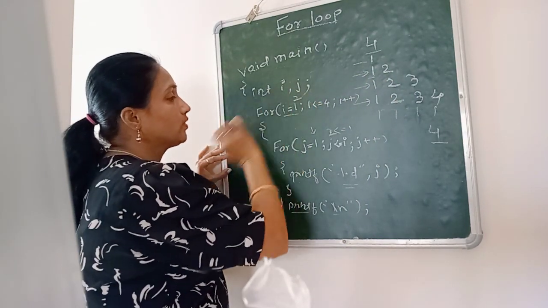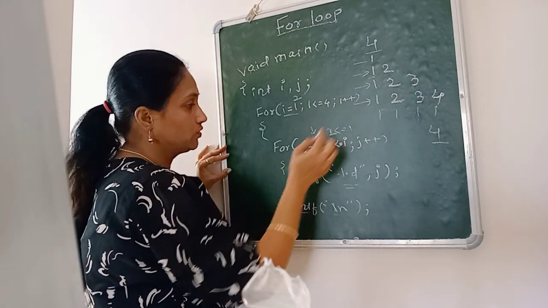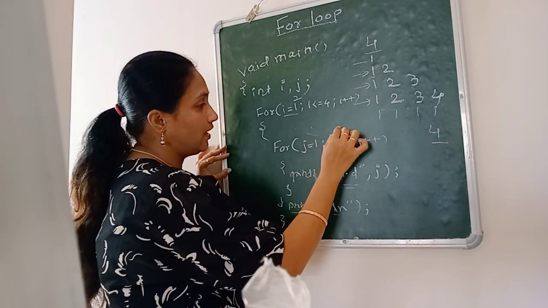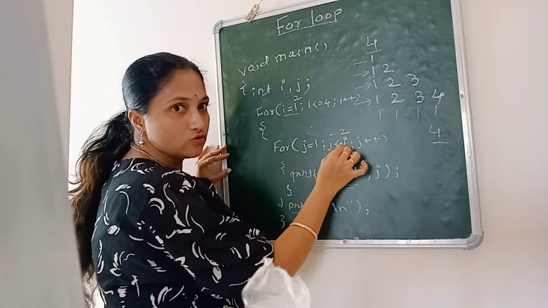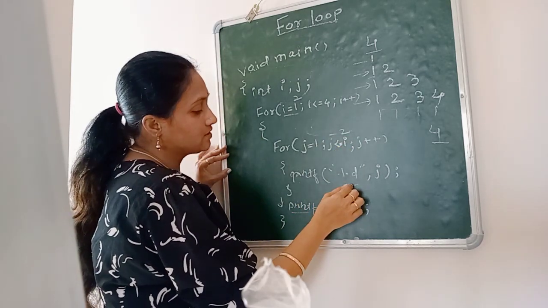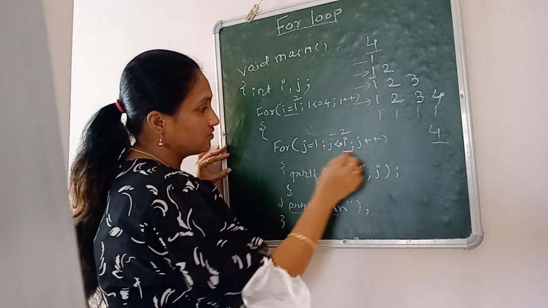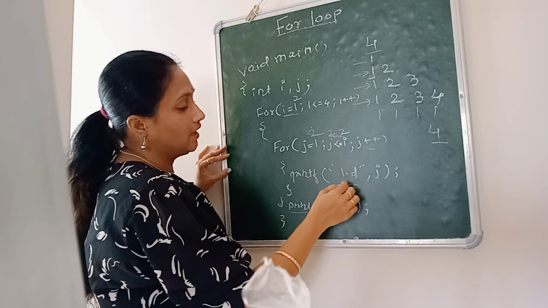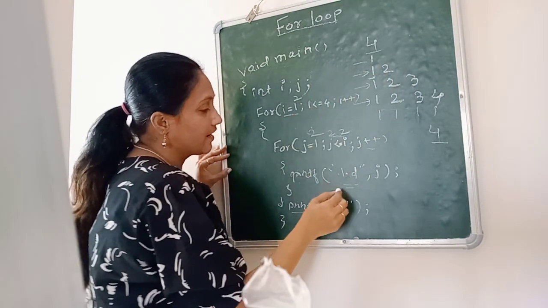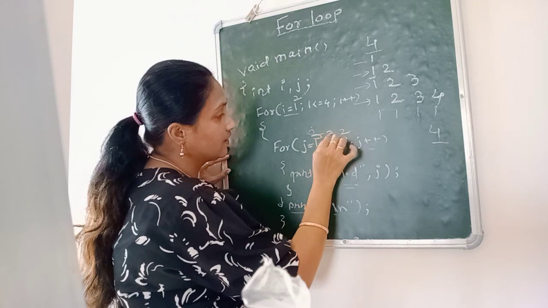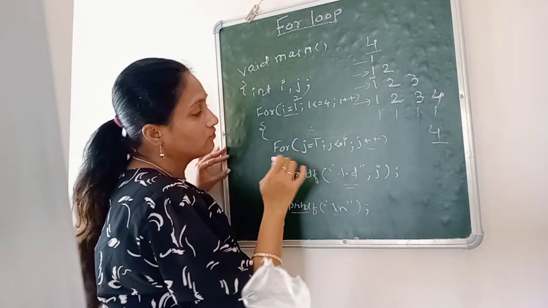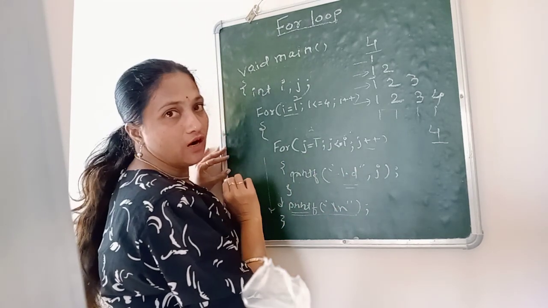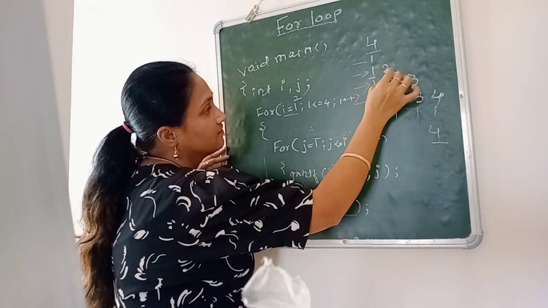Again next time i's value becomes 2, less than 4, condition true. It comes to the inner loop. j's value again starts with 1. Now i's value is 2. 1 less than or equal to 2, condition true. It prints 1. Again j plus plus, j's value becomes 2 now. 2 less than or equal to 2, condition true. It prints j. Again j plus plus, j's value becomes 3 now, but 3 less than or equal to 2, condition fails.